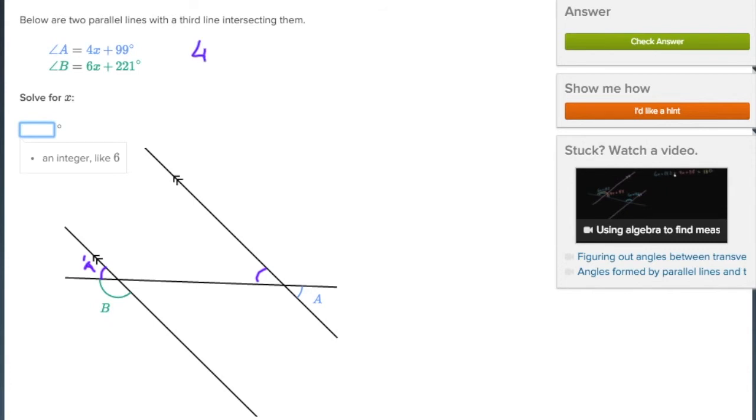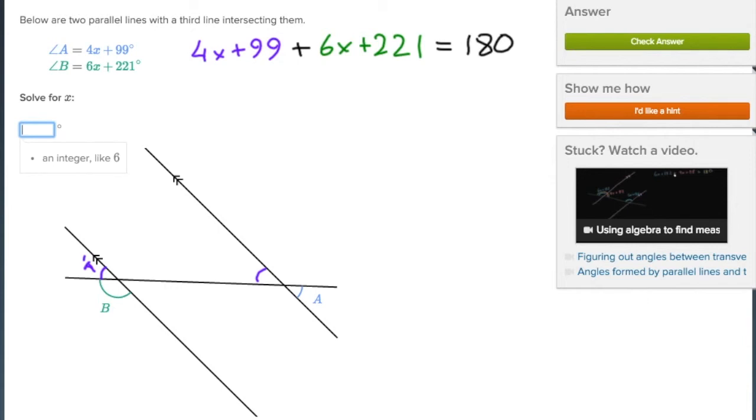So we've got 4x plus 99, and we're going to add that to the angle B. All right? So we're going to add 6x plus 221. And in total, those two added together make 180 degrees. So this is the second type of problem we were dealing with. The previous problem is where the two expressions were equal to each other. In this case, the two expressions added together are equal to 180.